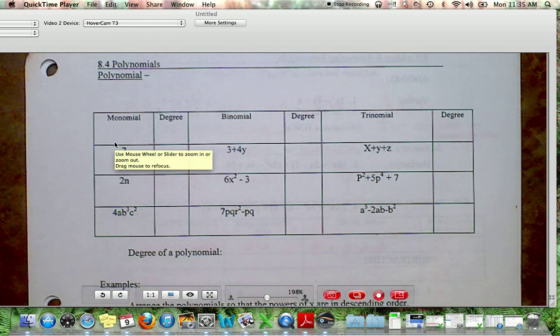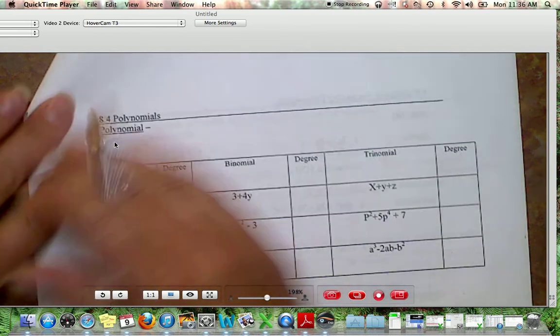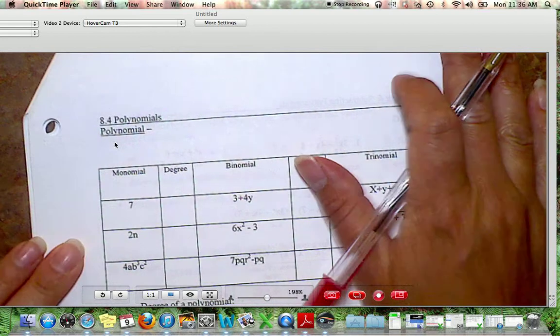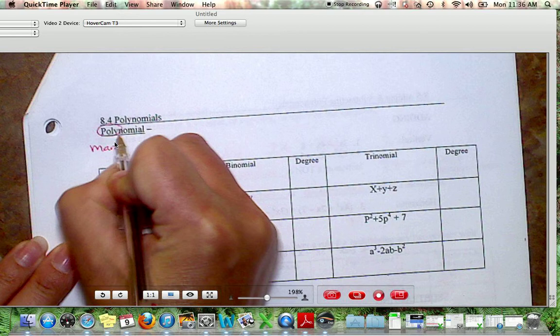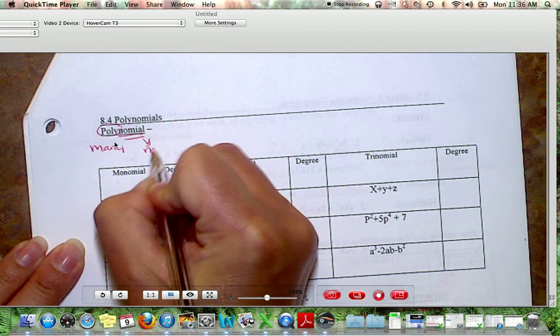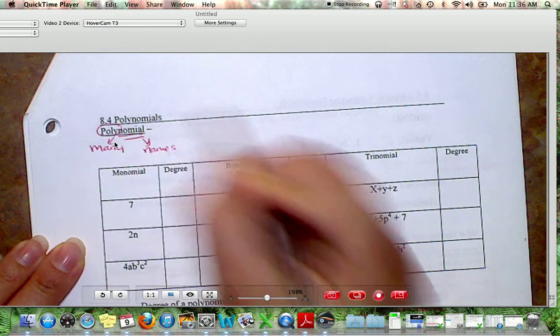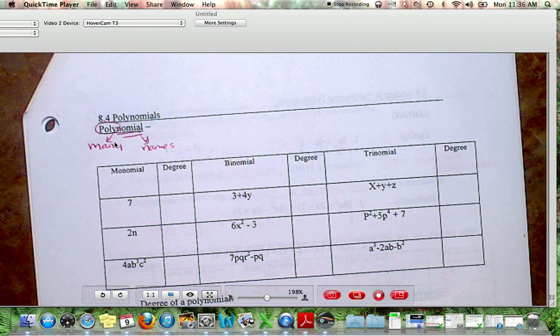Moving past the exponents, 8.4 is about polynomials, an introduction to what polynomials are and all that good stuff. So let's start with a definition first so we understand it. A polynomial, if you break it down into its parts, poly means many, and nomial is like names, many names. But really the key piece you want to get here is the many part.